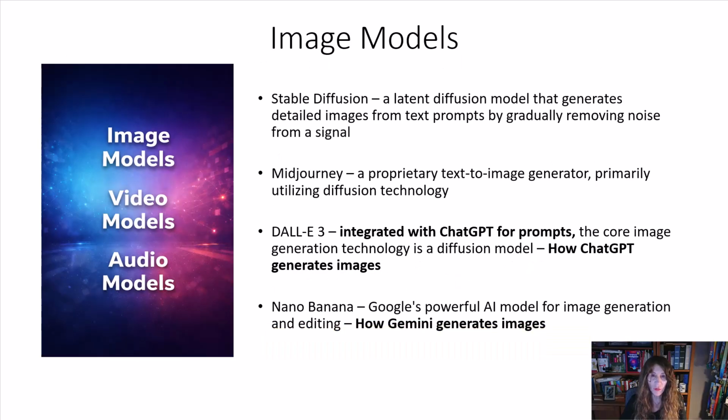These are some of the more popular image models: Stable Diffusion, Midjourney, DALL-E 3, which is integrated with ChatGPT, which is how Chat generates the image. Chat isn't doing it, DALL-E is doing it. And Nano Banana, that's Google's AI model for image generation. That's how Gemini generates images. And I have used ChatGPT and Gemini to generate many images in this class.